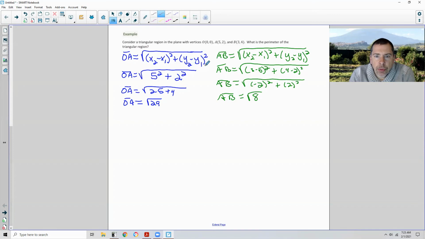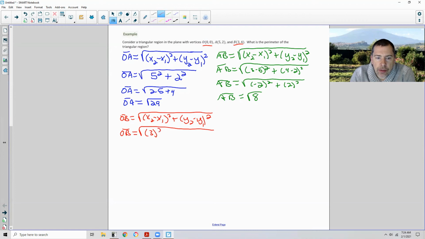And finally, we want to find OB. The length of OB is going to equal the square root of x2 minus x1 quantity squared plus y2 minus y1 squared. So we're looking at O and B this time. 3 minus 0 is 3 squared plus 4 minus 0 is 4 squared. So OB is going to equal the square root of 9 plus 16. So OB is going to equal the square root of 25.